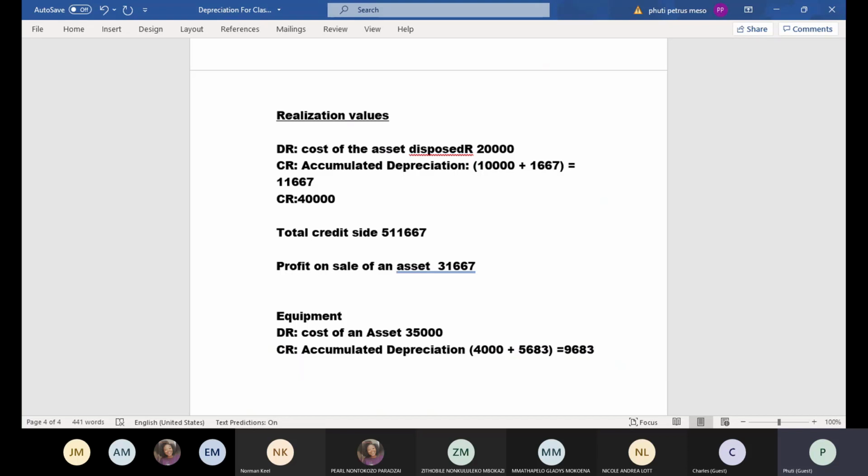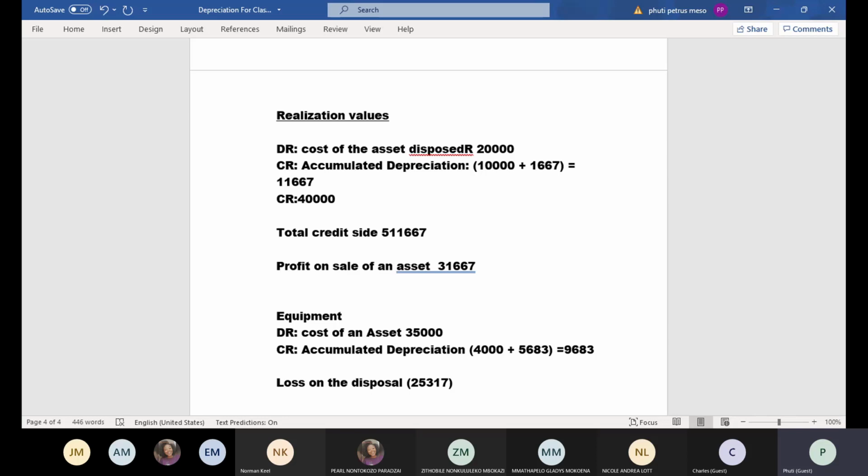And the difference would be, how much is 35,000 minus 9,683? Somebody quickly help me there. 25,317. So it's going to be the loss on the disposal because the debit is actually greater than the credit. You said it's 25,317? Okay, so the same amount will go through under our statement of profit and loss and other comprehensive income, but this time around it is going to be an expense because the disposal was made at a loss.